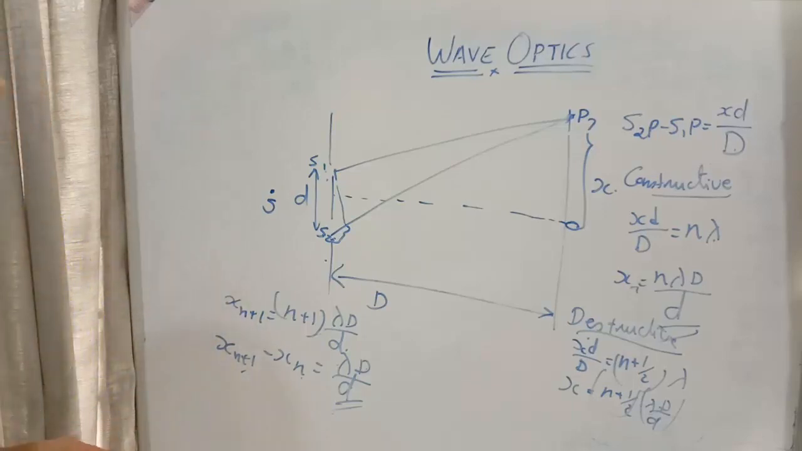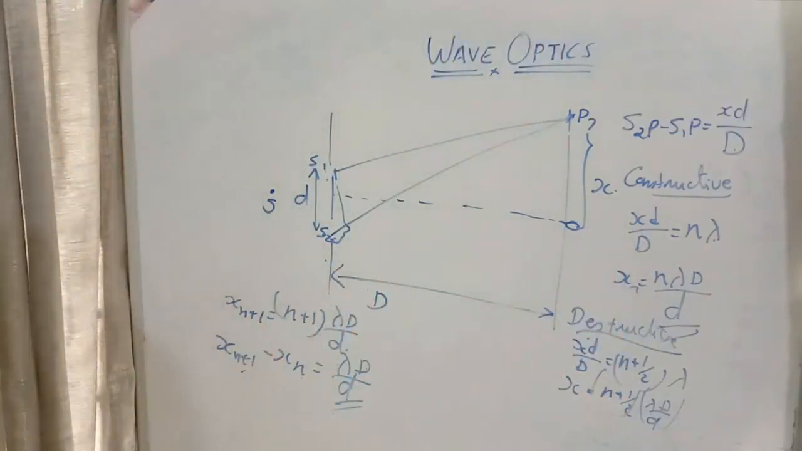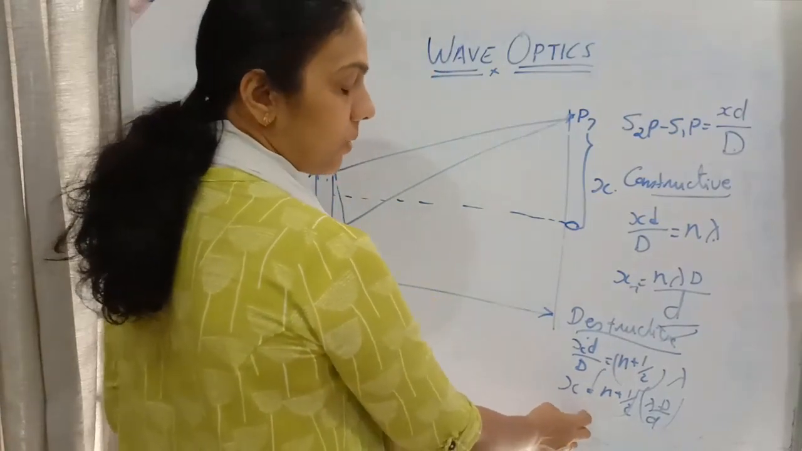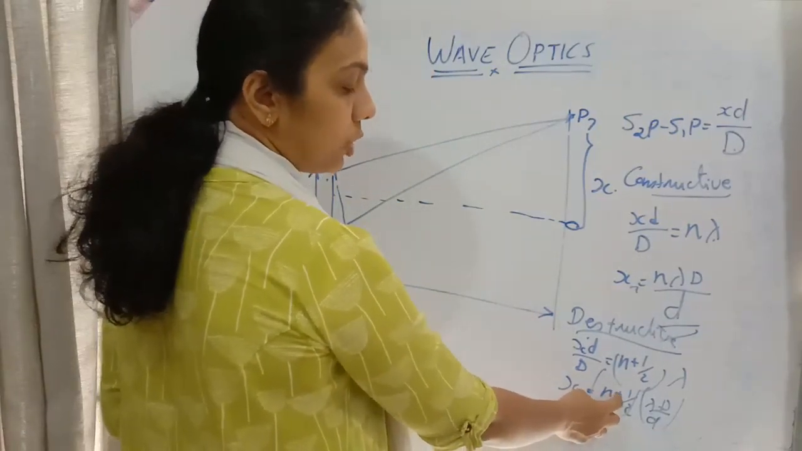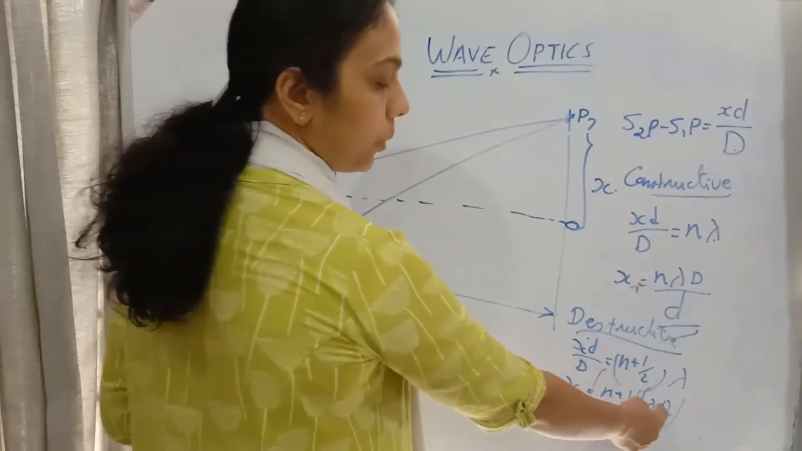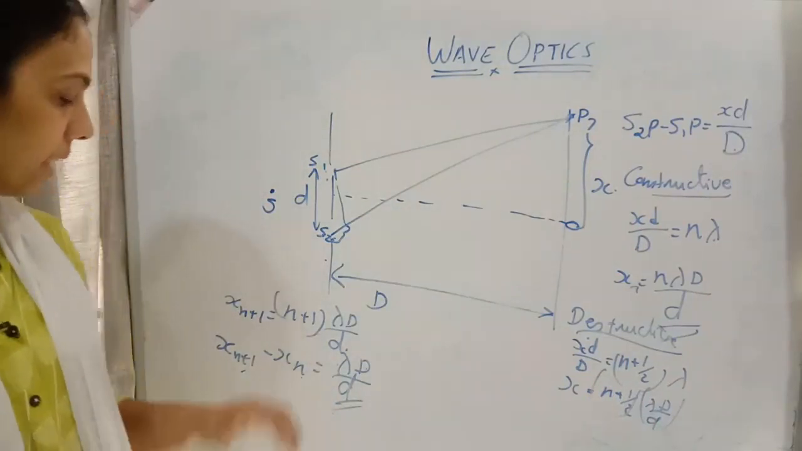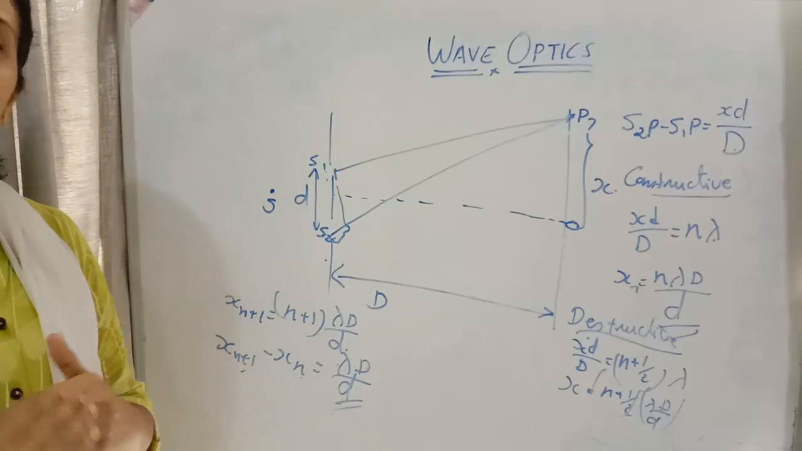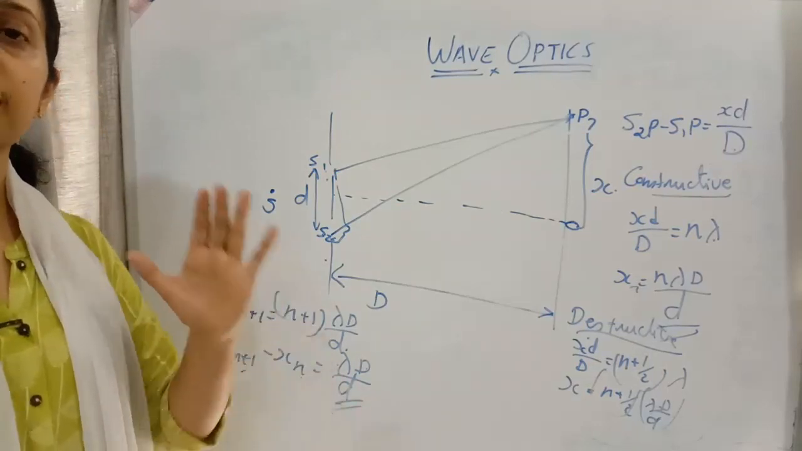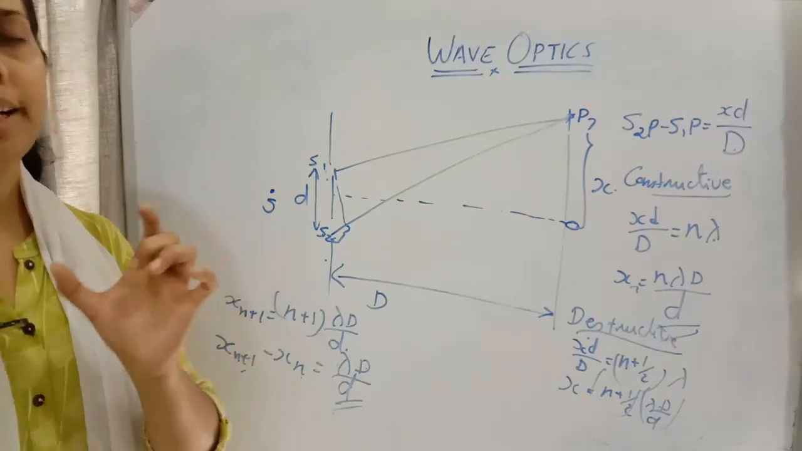This was for constructive interference. In the same way, for destructive interference, X(n+1) will be (n plus 3 by 2) lambda D divided by small d. Clear, children? In that way you will get the same fringe width. Fringe width is the distance between two consecutive bright or dark fringes.